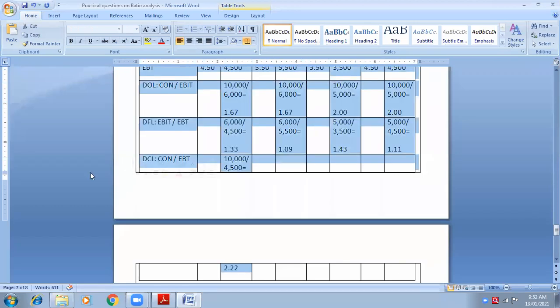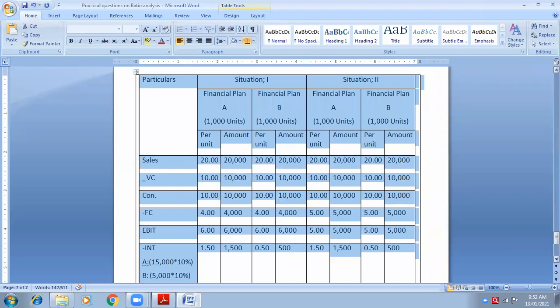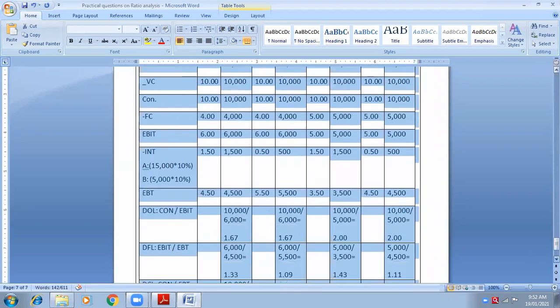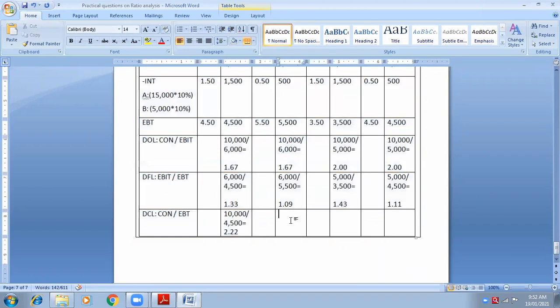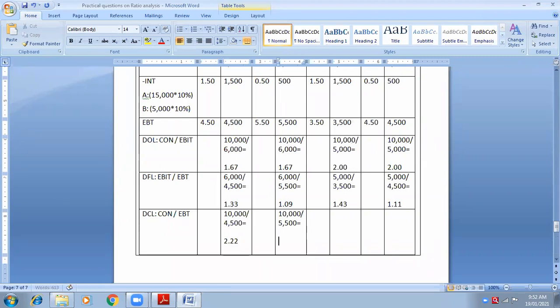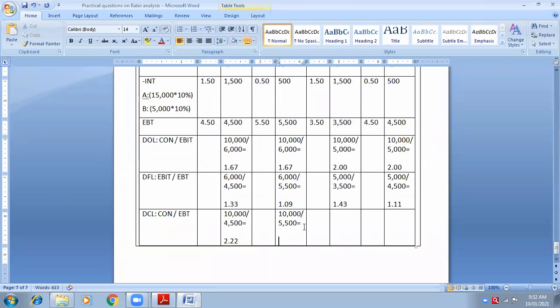Next is 10,000 divided by 5,500. So repeat again. 10,000 is your contribution for plan B divided by 5,500, which is your EBT. So what is your answer? 1.82. Okay. Next. What is the contribution?